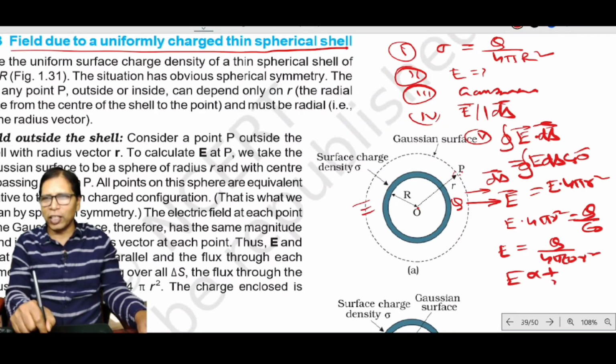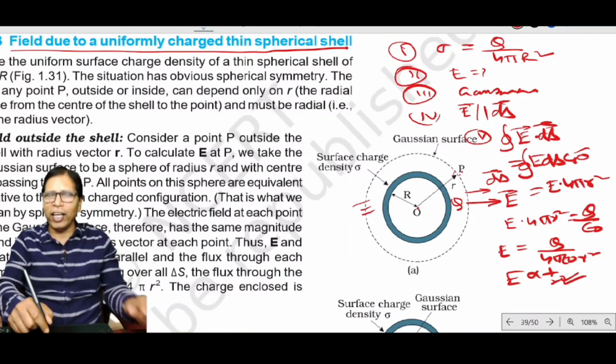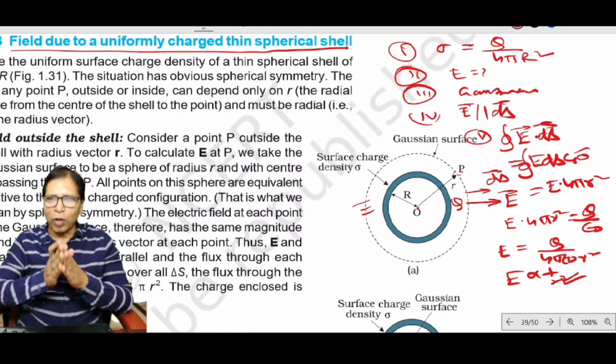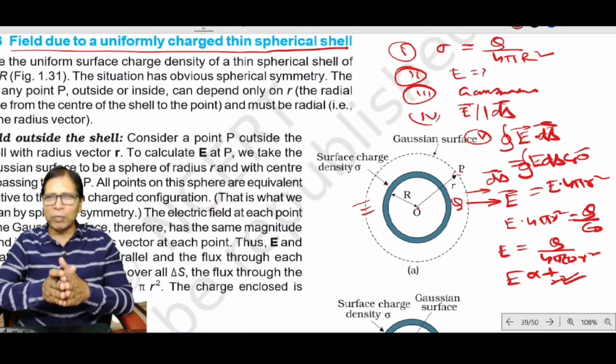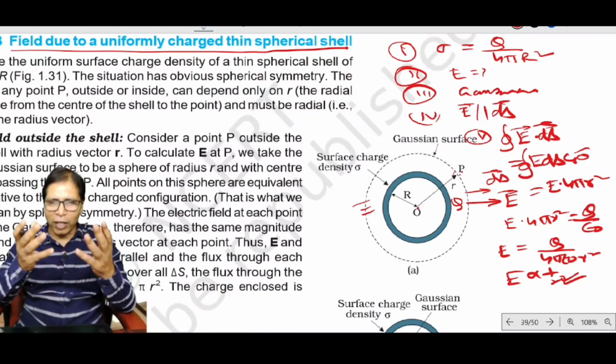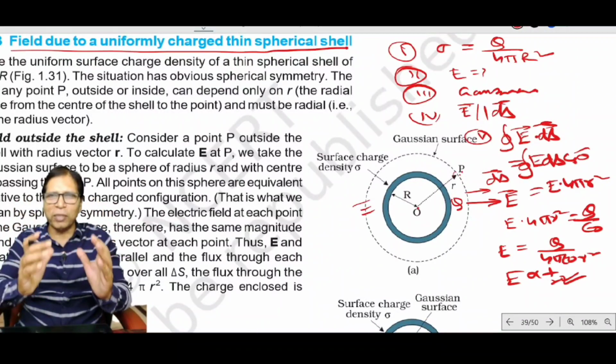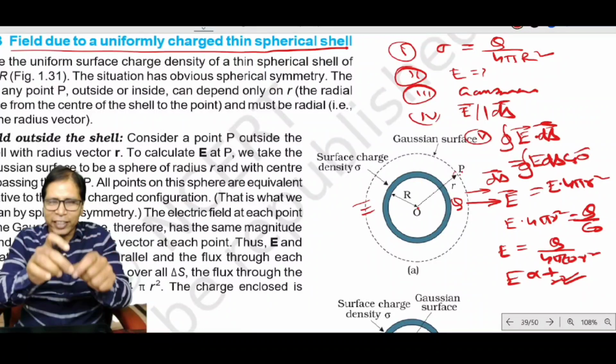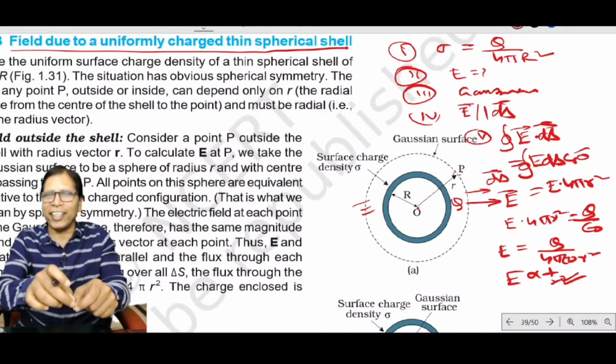So E is proportional to 1 by r square. Okay. So look at this. The intensity is inversely proportional to the square of the distance from the center. So we may consider the whole charge of the spherical shell to be concentrated at its center.